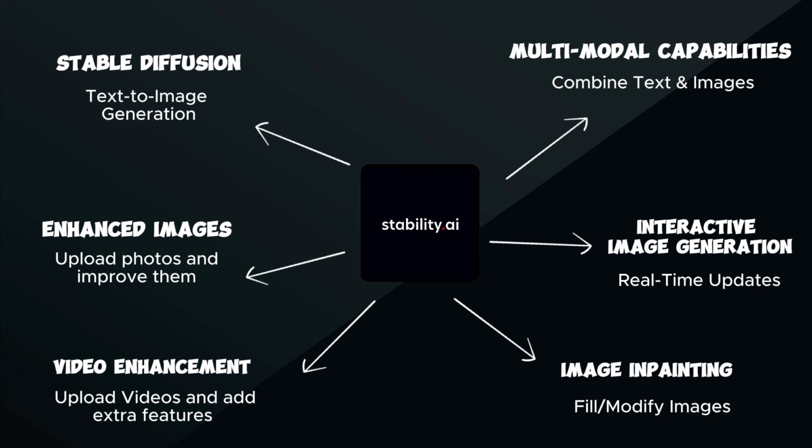And then image inpainting. So you could upload a partial image, let's say, half a map or half of an image, AI will modify the image to make sure it's complete. So these are just a few examples of the AI enhancement tools that you can use on StabilityAI.